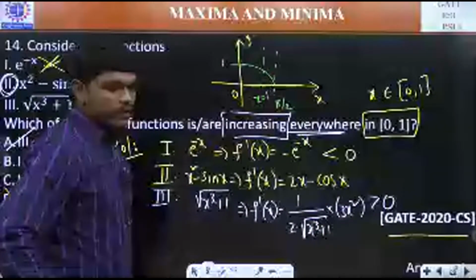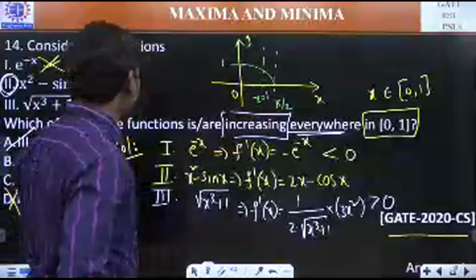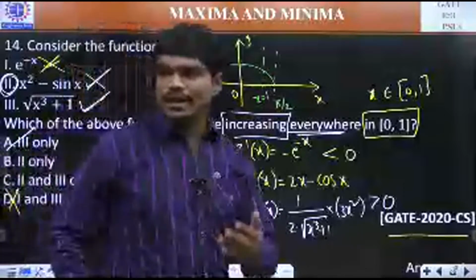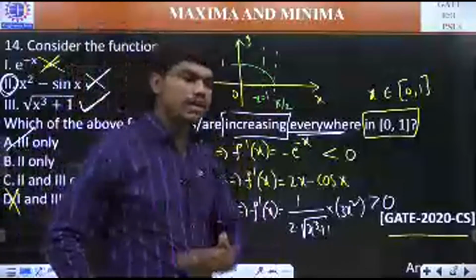If everywhere is not given, then option C is correct, sir. No. Generally, if it's given only increasing, they mean monotonically increasing. Okay.